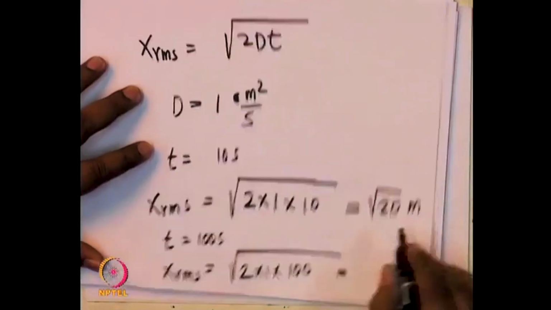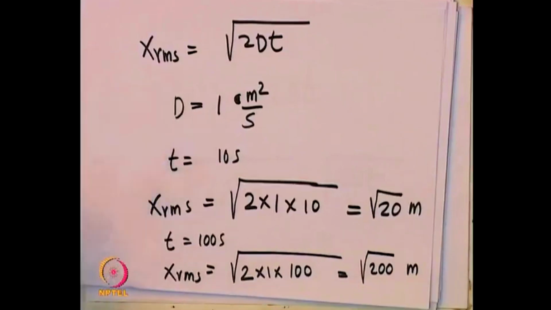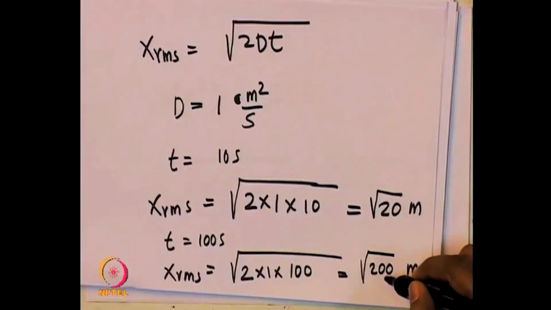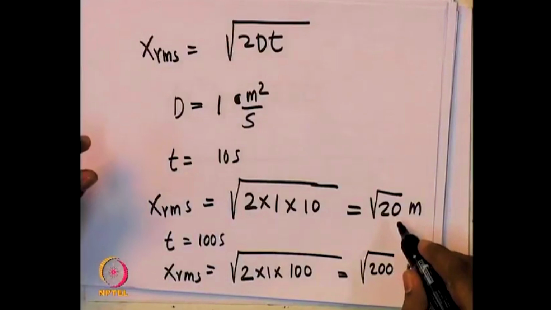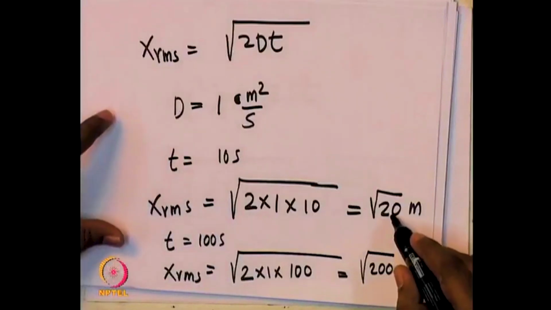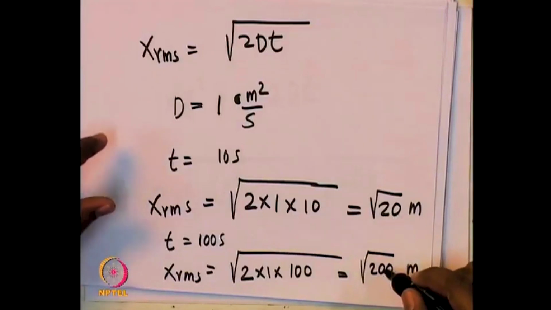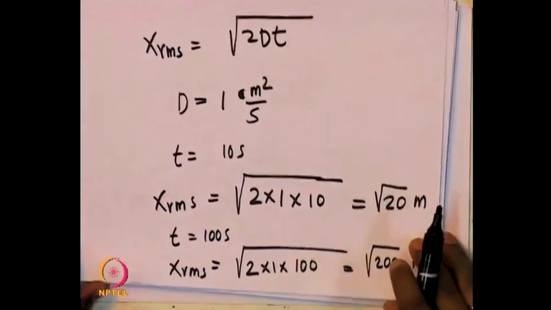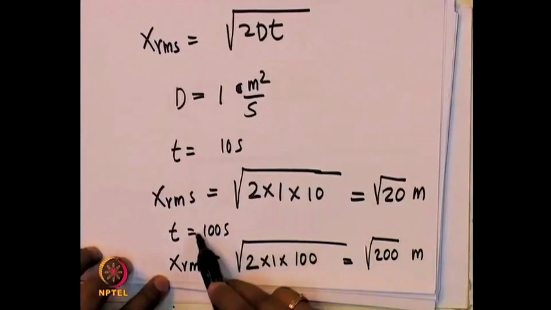So, this is essentially what do we get? Root of 200 meter. So, this is root of 20 and this is root of 200. Now we can write root of 200 as 10 into root 2. So, this you can write as root 10 into root 2, and this is 10 into root 2. We see that in this particular way we can calculate how much distance it will travel in time t.